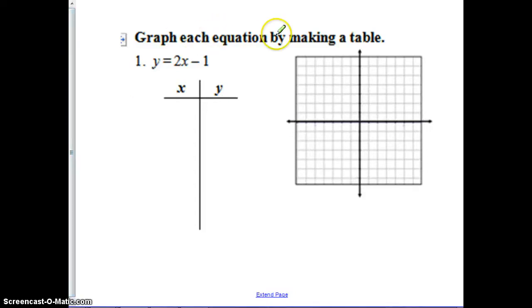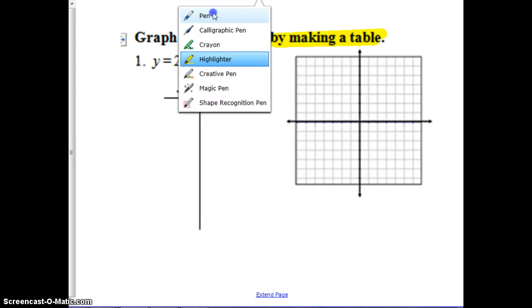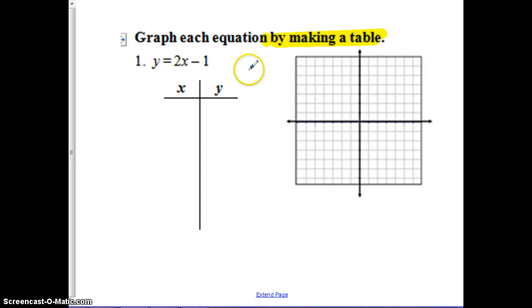Your directions are to graph each equation by making a table specifically. So we're going to make sure that that gets filled out. Go ahead on number 1, and for every problem, go ahead and use -1, 0, and 1 as your x values. We get a little bit of negative, we get a little positive, we get 0.